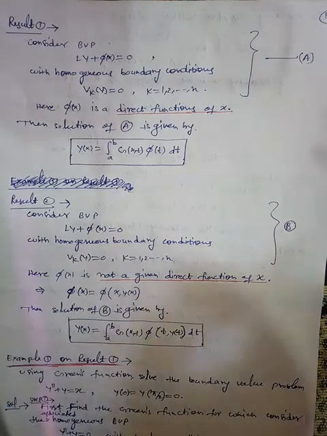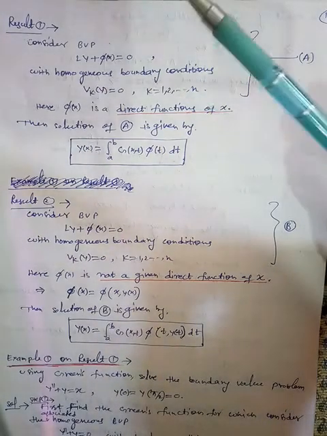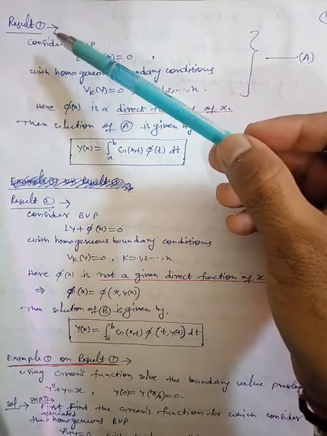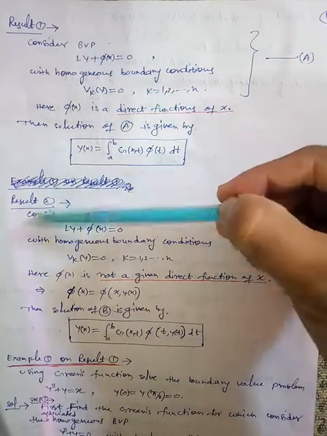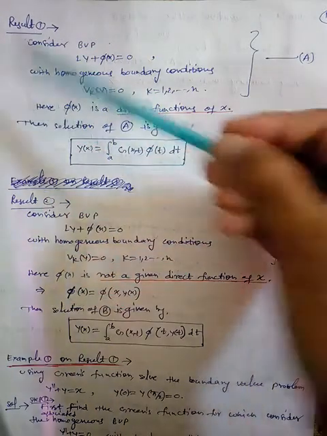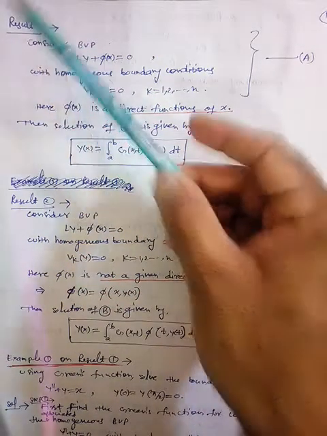Students, in this video I will discuss examples based on three results. First we will discuss two results, and then later on we will discuss the third result. So here, what is result number 1?